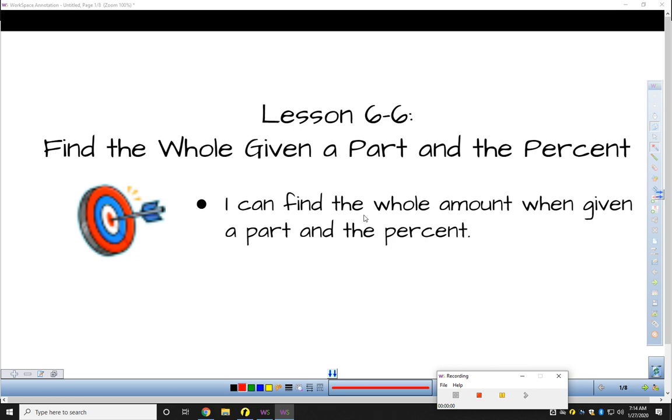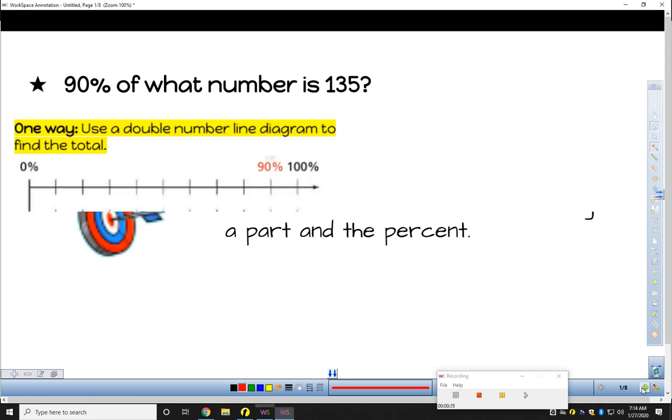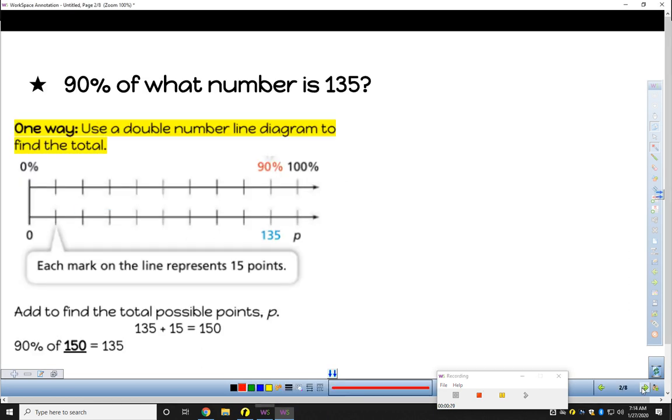Finishing out topic 6, where we can find the whole if we know the part and the percent. You know the percent that you're taking, you know what that would equal if you took the percent times the whole, but we just don't know what we started with. And so we're going to be able to find that after today. So two strategies that we're going to look at.